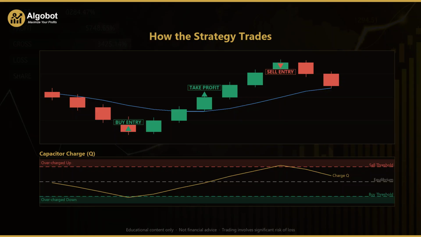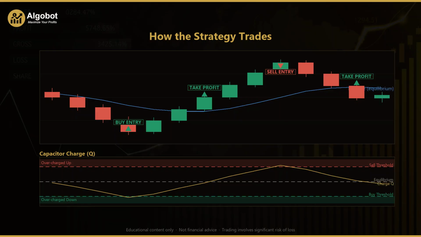That's the mirror image signal. The market is overcharged to the upside, and the strategy places its sell entry, shown by the red sell marker. The stop loss is set a couple of ATR multiples above the entry, just beyond the high, and the take profit is projected back down toward equilibrium.